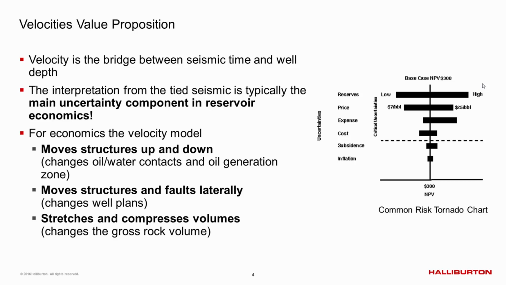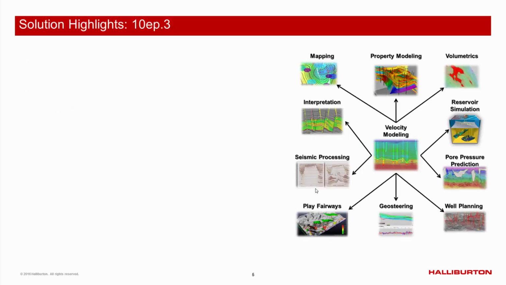If we don't have the accurate velocity model, our structures can move up and down. The oil-water contacts could change in between the wells. The structures move laterally. We'll have to change well plans. The structures and layers get stretched and compressed improperly without the accurate velocity model. So needless to say, it's a very important part of the exploration and development workflow.